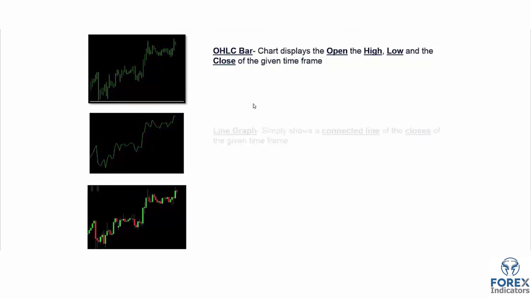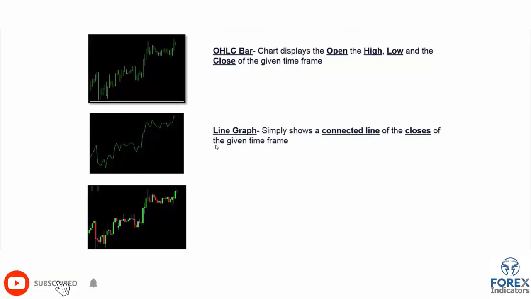The other type is a line graph. This simply connects the closing prices. So it doesn't take into account the noise of the market, but it shows you where the market is going using the final closing price of any given time frame. You can see it's just shown here by this line.